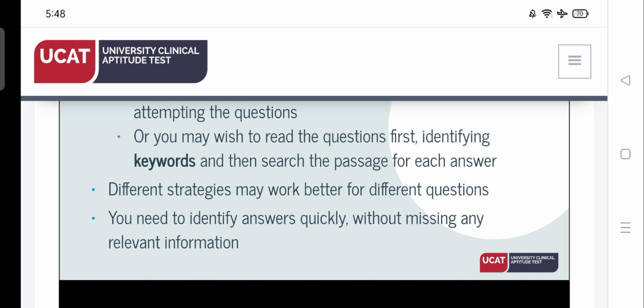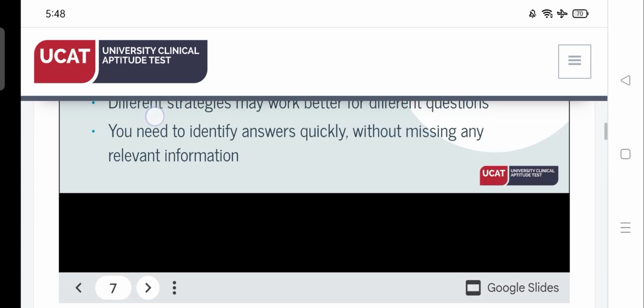Different strategies may work better for different questions. You need to identify answers quickly without missing any relevant information. Okay, so there are different types of questions included in the subtest and different strategies you can use to solve these questions. You need to identify your answer quickly without missing any relevant information. You can identify your answer as quickly as you just read your passage.